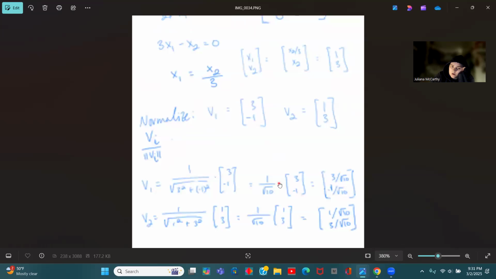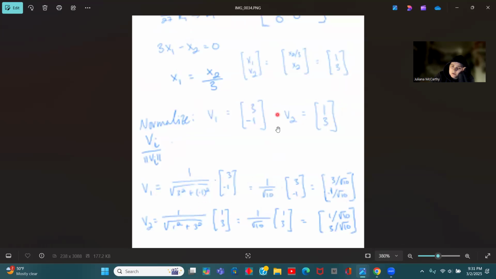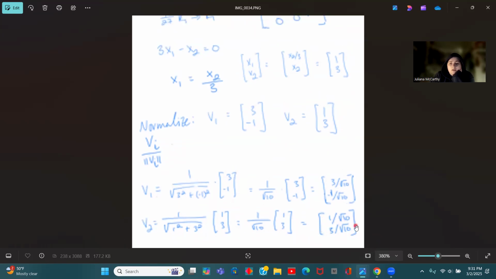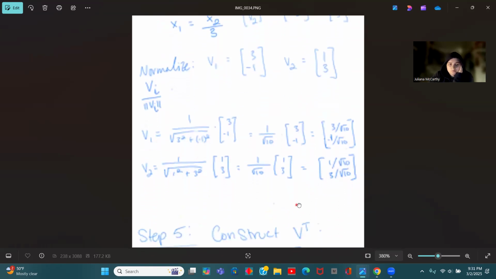And then our second one, which was this vector, is (1, 3). We get 1 over square root of 1 squared plus 3 squared times (1, 3). So we get 1 over square root of 10 times the vector, and we get 1 over square root of 10, 3 over square root of 10. And you can easily check them. Just do a quick dot product of them, see that they're orthogonal to each other, and that they're normal, that their length equals 1.